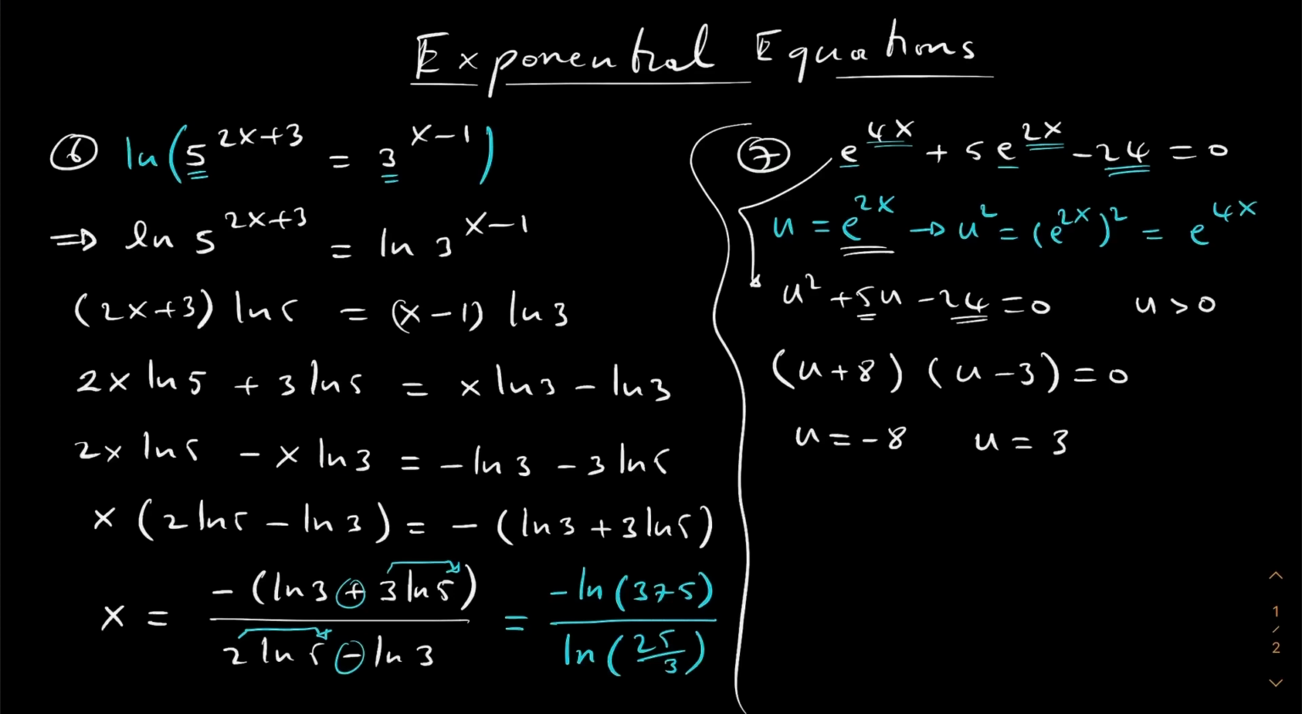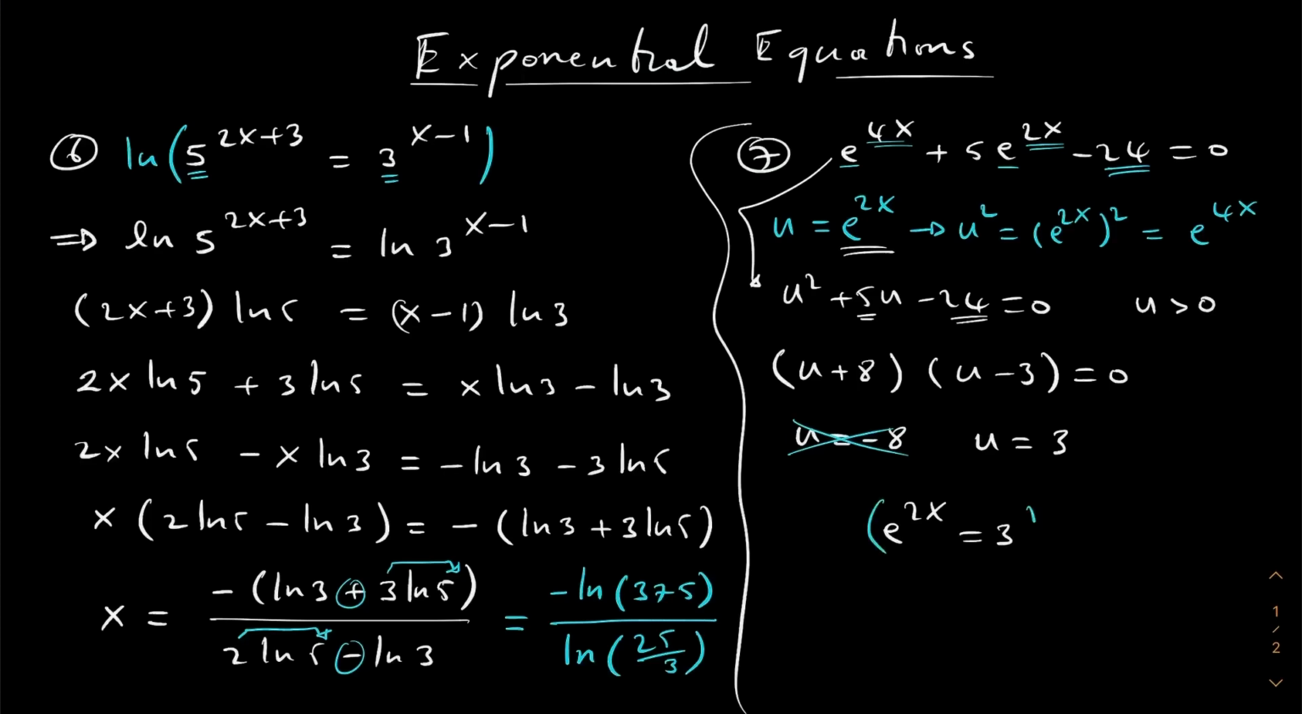Of course, the first one here happens to be negative, so that's going to be an extraneous solution, so I'm not going to care about that. But the second one here happens to be positive, so it's good because u needs to be positive. And so with that, I'm going to go ahead and revert my substitution. And so I'm going to get here that since u is equal to 3, that means e to the power of 2x is also equal to 3.